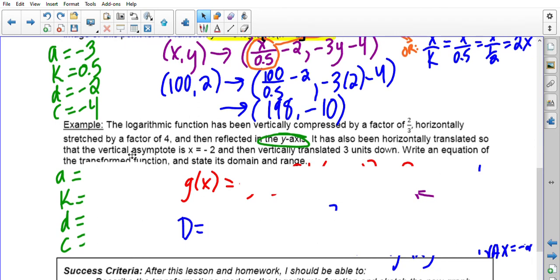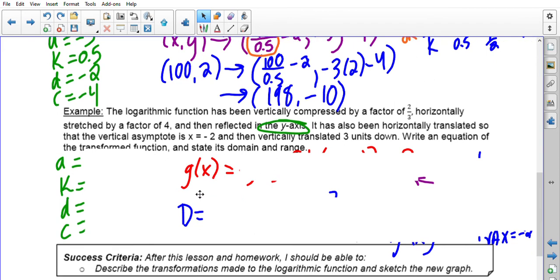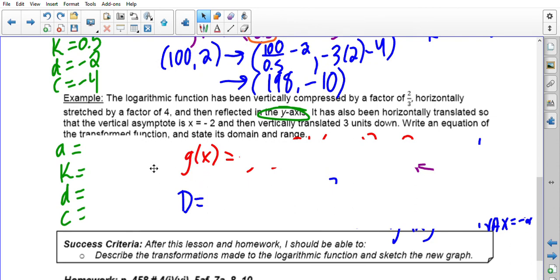All right, and lastly, it says the log function has been vertically compressed by a factor of 2 over 3, horizontally stretched by a factor of 4, and then reflected in the y-axis. Then it was horizontally translated so that the vertical asymptote was at x equals -2, and vertically translated 3 units down. Write an equation of this transformed function and state the domain and range. So our a value, because it was vertically compressed by a factor of 2 over 3, that means a is 2 over 3.